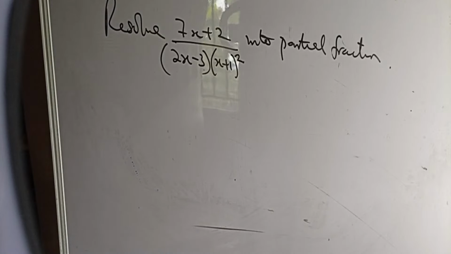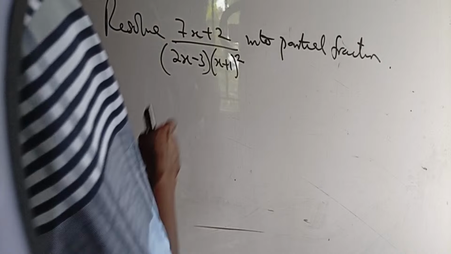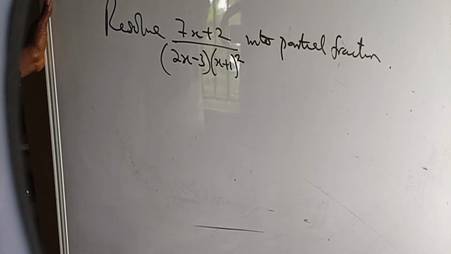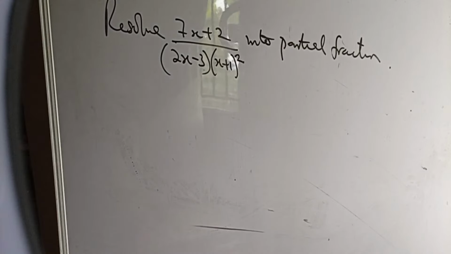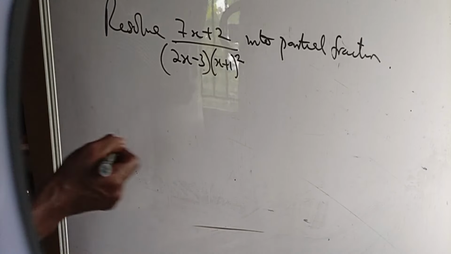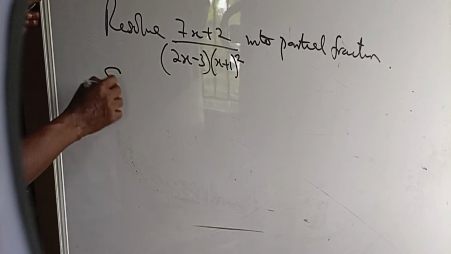Now, look at this denominator. We have two types of denominator here. We have a linear denominator and we have a linear that is repeated. A linear repeated denominator. For that reason alone, you have to be careful. So now let's resolve.